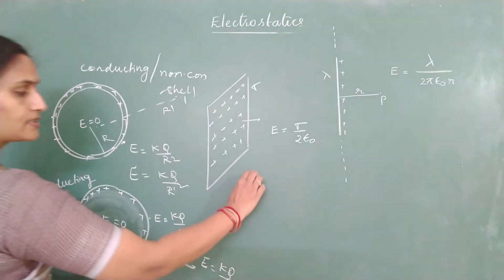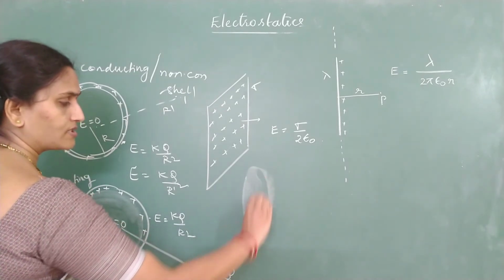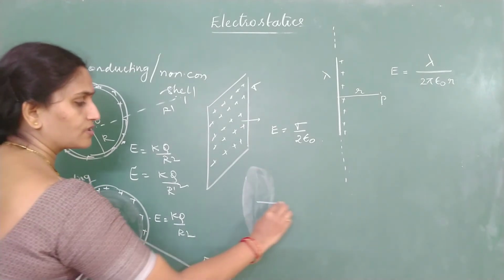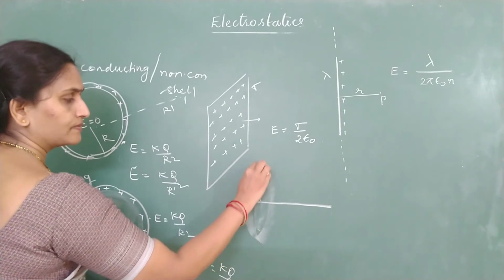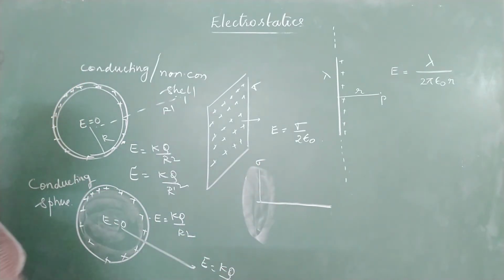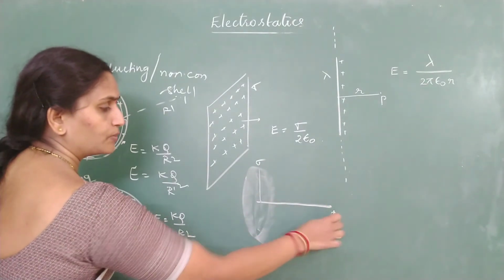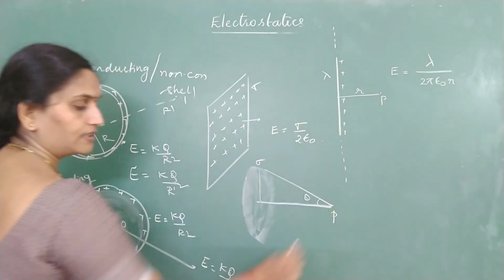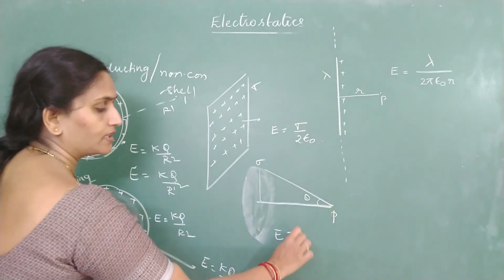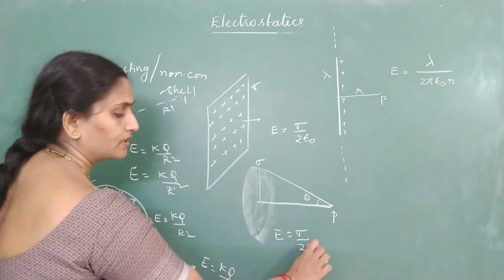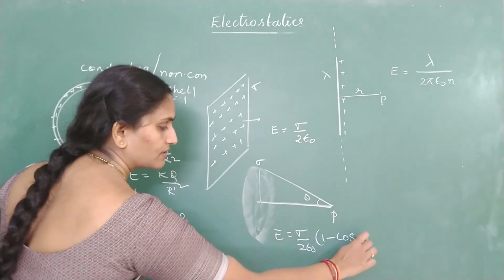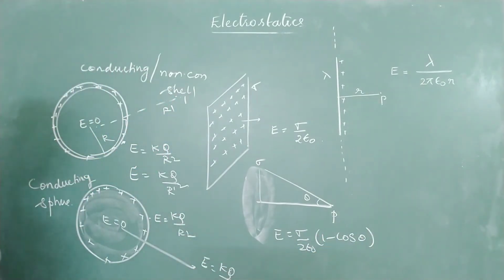Okay, then for a disk which is having a uniform charge distributed on it, surface charge density is sigma. What is electric field at this particular point? If I take this angle as theta, it is sigma by 2 epsilon naught into 1 minus cos theta.